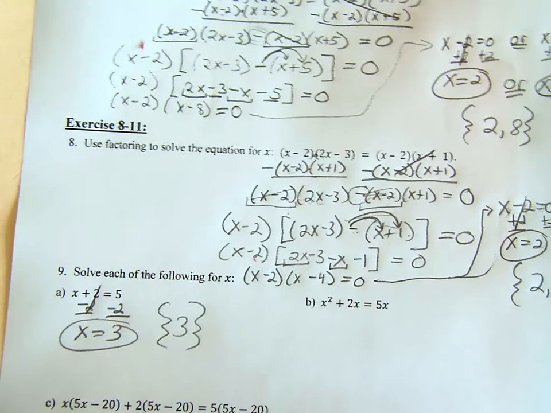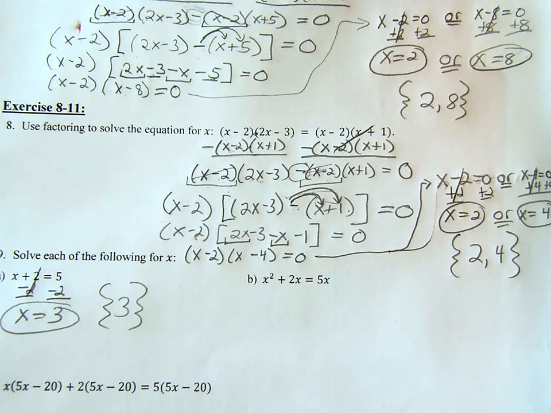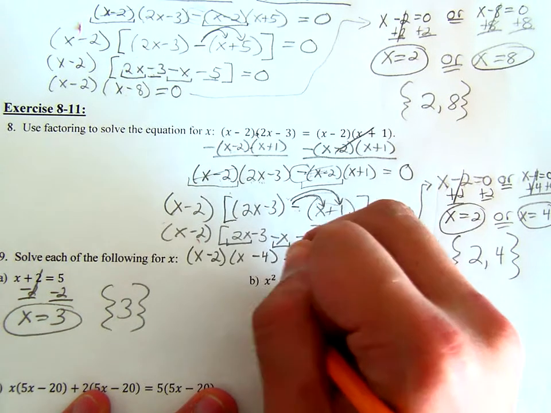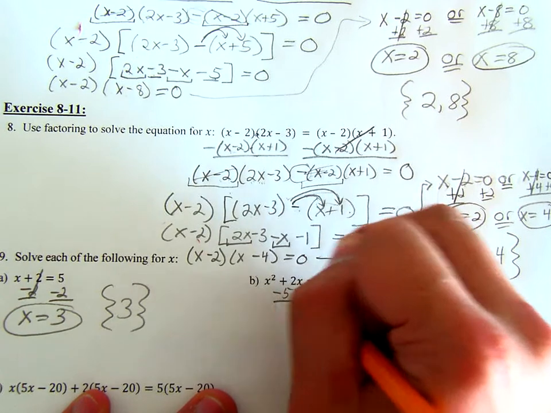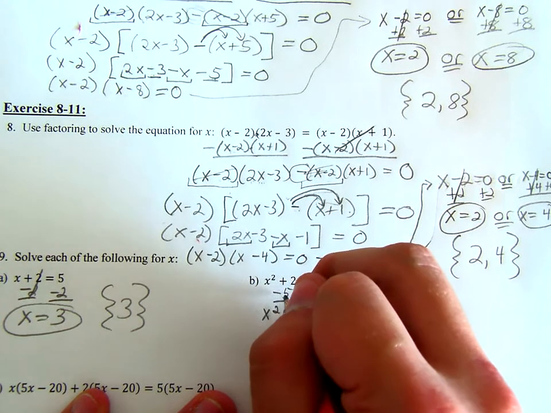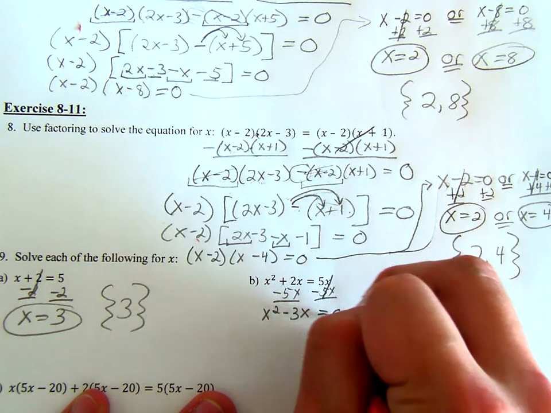Okay. And for B, we have x squared plus 2x is equal to 5x. So for this one, what we would want to do is get one of the sides of the equal sign to equal 0. So what we could do on both sides is just subtract 5x on both sides. Subtract 5x. So we get that x squared, 2x minus 5x is a minus 3x is equal to 0.